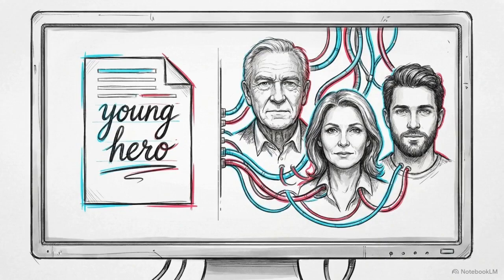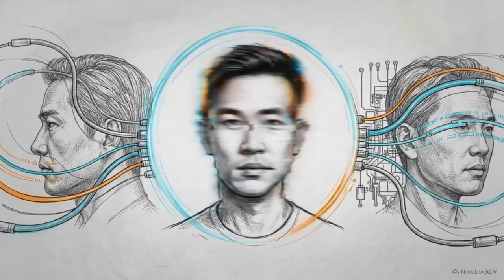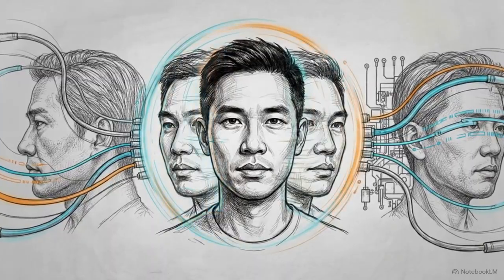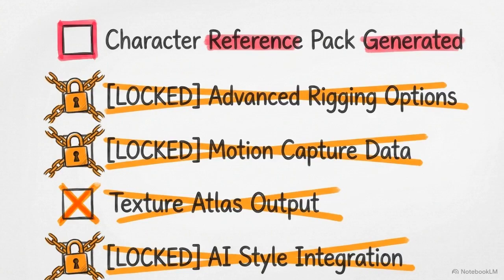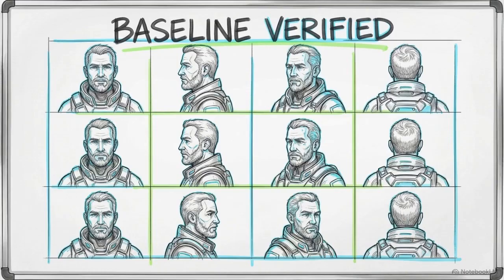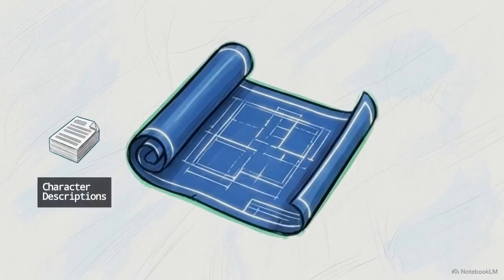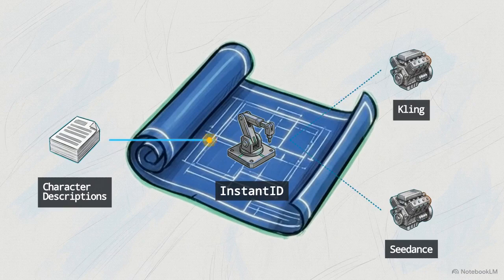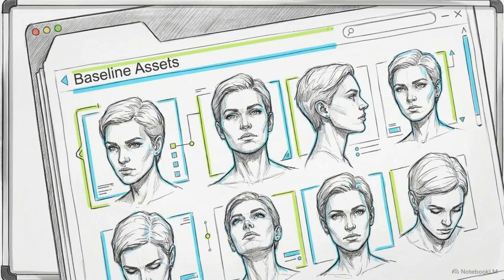If you skip character reference generation, you lose visual continuity immediately. You end up with a highly detailed face rapidly morphing through different ages, ethnicities, and lighting conditions before it locks into a single, usable identity. To prevent this degradation, the agent enforces a strict countermeasure. It mandates the creation of reusable character and style reference packs before authorizing any video generation. The agent takes the character descriptions from the generated script and routes them into tools like Instant ID, paired with Kling or Seedance. This locks in the baseline visual truth for the entire project.